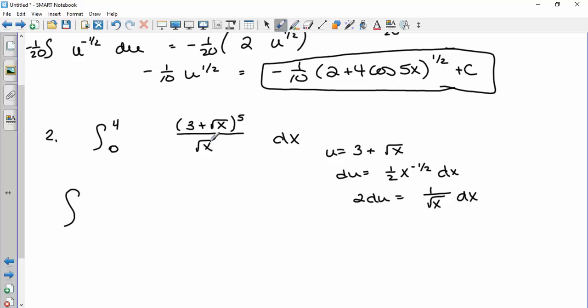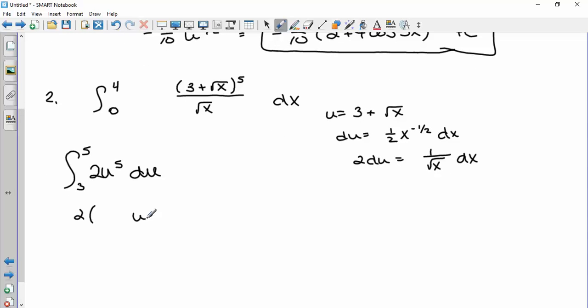So when I replace this, I have a u to the 5th and a 2 du. Remember we talked about changing our limits right now? Because the 0 and 4 are for x. So to figure out what u is, if you plug in a 0 for my x, 3 plus the square root of 0 is 3. If you plug in a 4, 3 plus the square root of 4 would be 5. So we're going to integrate from 3 to 5.